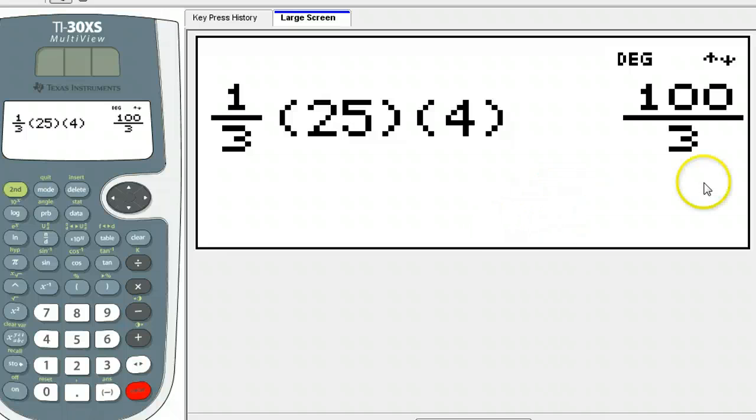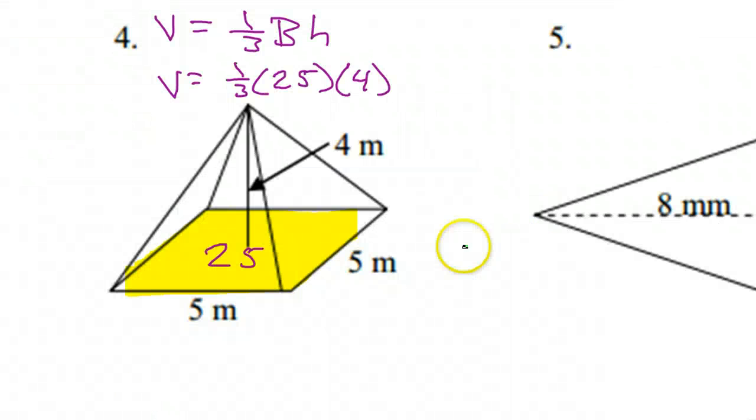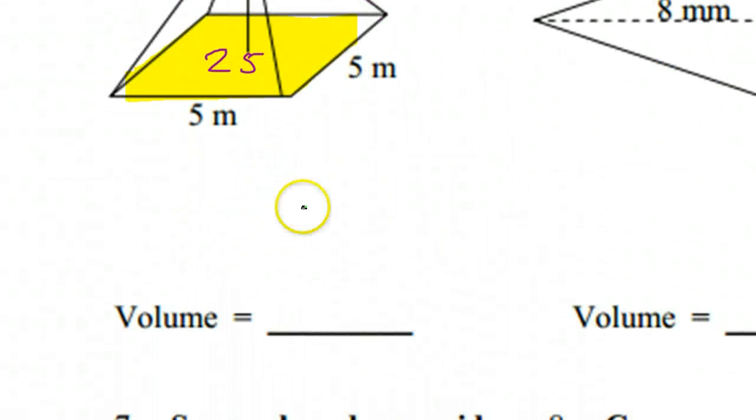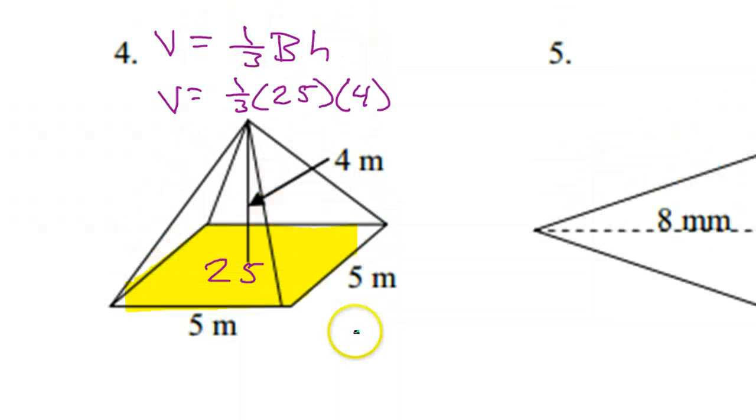Alright, 1/3 times 25 times 4, that's 100 over 3. That would be the exact answer. But that's 33.33. Alright, this time we have units. Volume is always units cubed. Cubic units. So that is the answer for number 4.